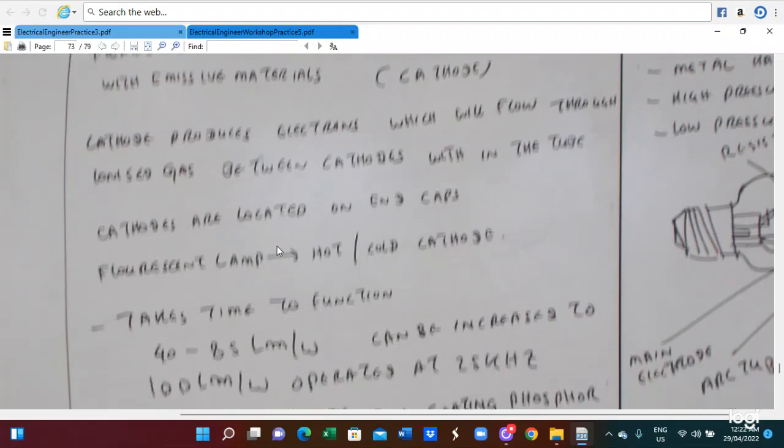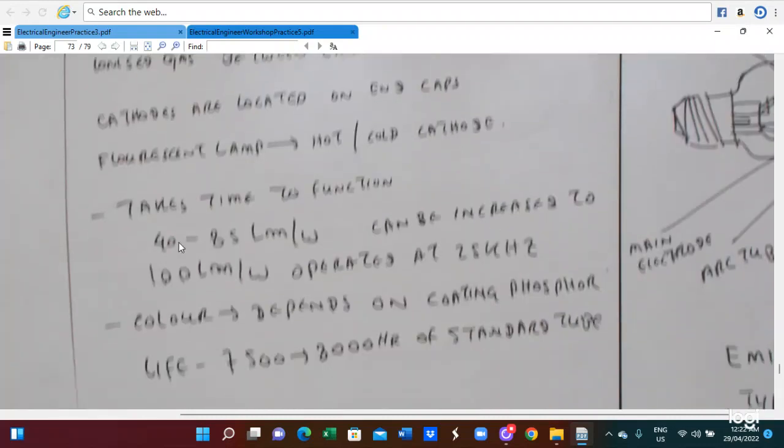The cathodes are located at the end of the tube, and there are two kinds of fluorescent light. They can be hot or cold cathode. So it takes time for the function.